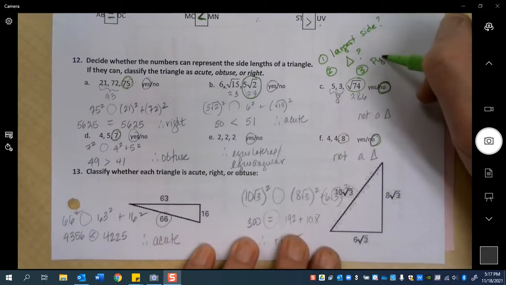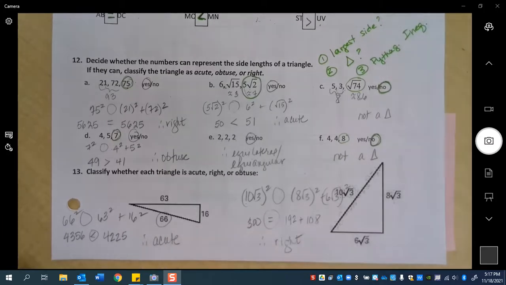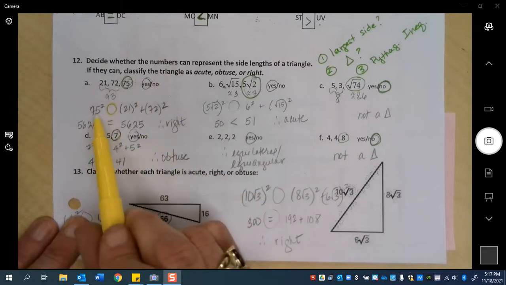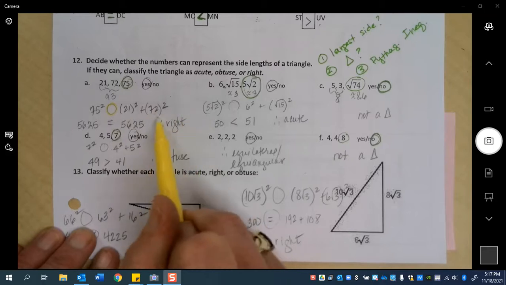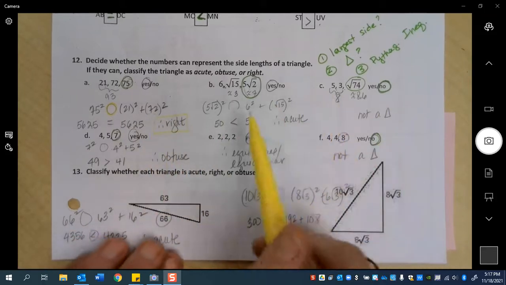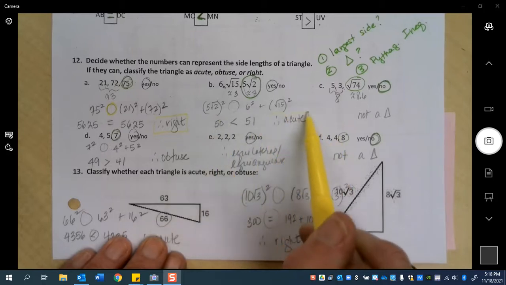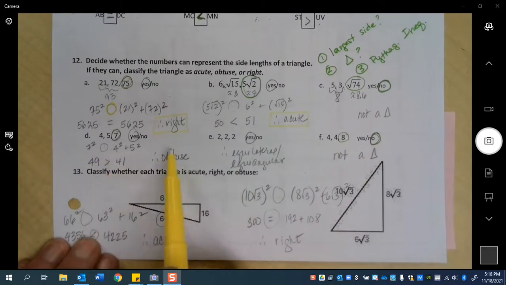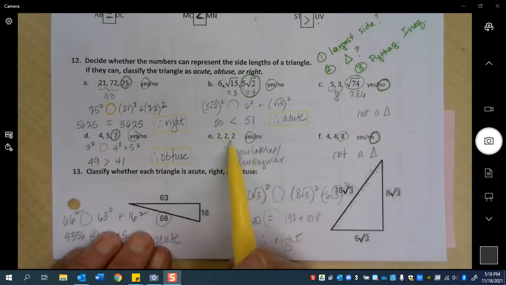Once I identify my largest side and I see if it's a triangle, now it's time to use the Pythagorean inequality. And that's the one that has you testing: what is the relationship between c squared and a squared plus b squared? If they're equal, then it's a right triangle. If c squared is smaller, then it's an acute triangle. If c squared is bigger, then it's an obtuse triangle. Here I didn't even need to use any Pythagoras because I can see it's equilateral.